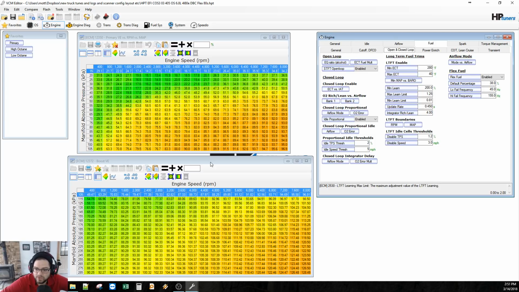Or someone comes along and delivers the dual VE table awesomeness and we get that working and I can hand all that stuff out. So I hope that opens your eyes a little bit to the features.